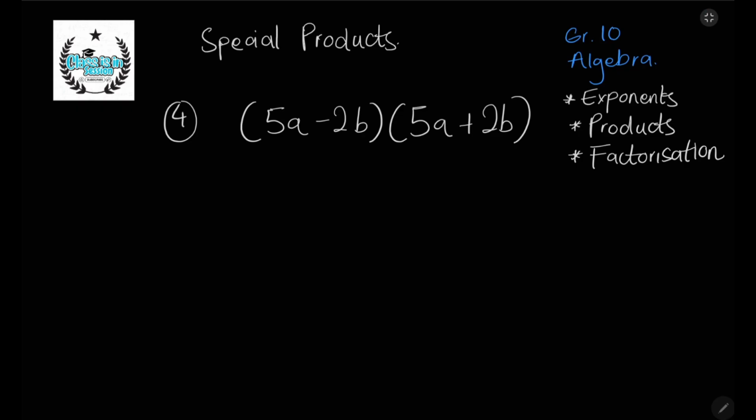Now let's try the difference of two squares. Again, we have 5a minus 2b times 5a plus 2b. We'll say 5a times 5a. 5 times 5 is 25. A times a is a squared. Then 5a times 2b. 5 times 2 is 10. A times b is ab.